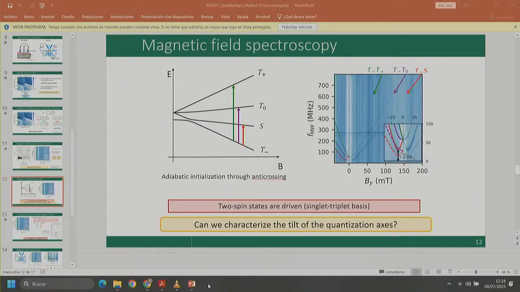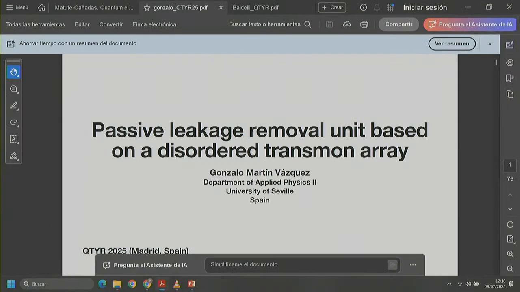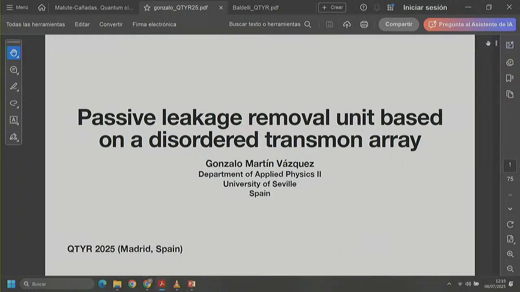The next speaker is Gonzalo Martín. So Gonzalo is going to talk about the passive leakage removal unit based on a disordered transmon array. He comes from the University of Seville, and yeah, the floor is yours. Thank you.